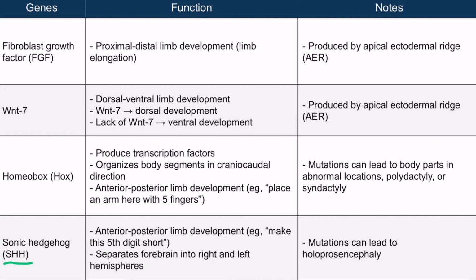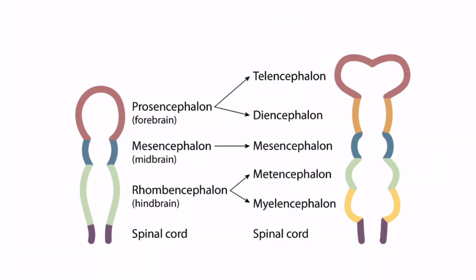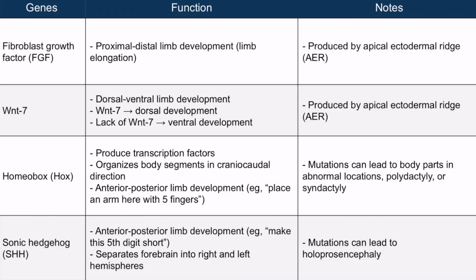One thing we didn't mention before is that sonic hedgehog genes are responsible for separating the forebrain into the right and left hemispheres. This picture was described in the neurology embryology section, and as you can see, we have the prosencephalon here, and it forms the forebrain. It begins as a single mass, but it eventually becomes a right hemisphere and a left hemisphere. And the sonic hedgehog genes are responsible for this. That means that if there's a mutation in the sonic hedgehog gene, the patient can get holoprosencephaly.